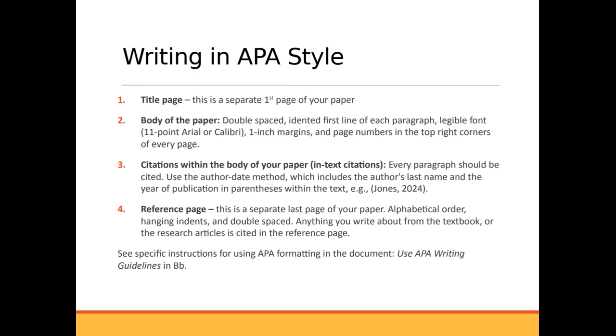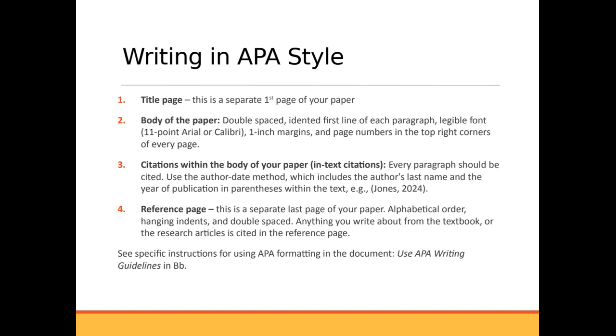So body of the paper is double spaced. Indent the first line of every paragraph. So you use your tab key just to indent one over. Legible font is like 11-point Arial or Calibri. So I use Calibri. This is Calibri. 1-inch margins. Any blank document already has your margins set at 1 inch. Do not center your paper. Keep it to the left margin, and then add just a page number for the top right corner of every page.